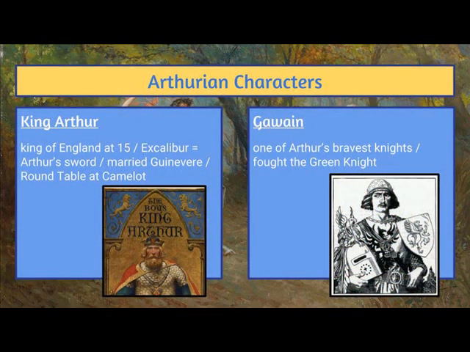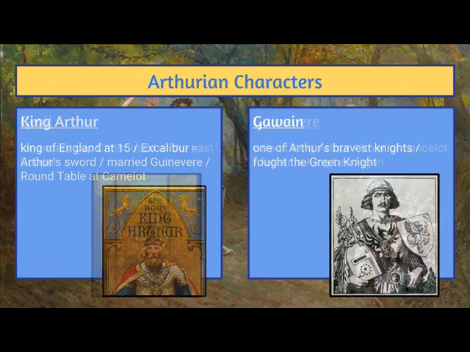Arthurian legend. King Arthur, crowned King of England at 15. King Arthur, according to later legend, was given the sword Excalibur by the Lady of the Lake. Arthur married Guinevere and established the famous Round Table at Camelot. Gawain, one of Arthur's bravest knights. Gawain fought the Green Knight.